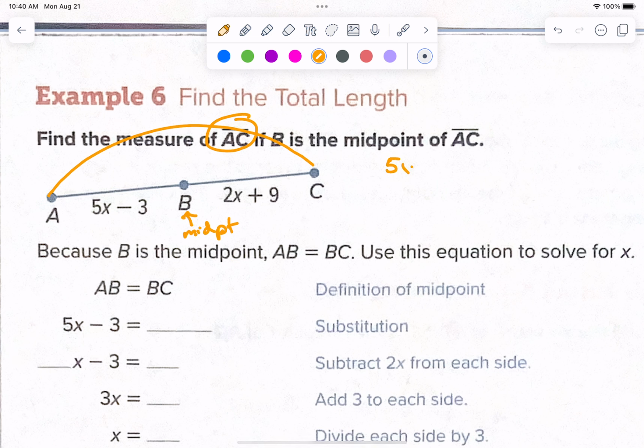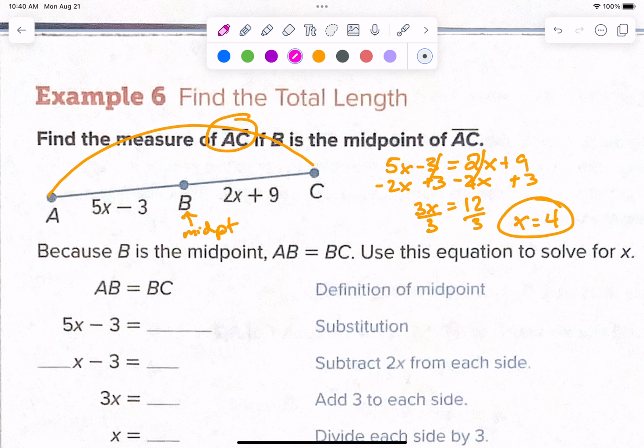So 5x minus 3 equals 2x plus 9. And we are going to subtract 2x, and I'm going to add the 3. So I have 3x equals 12. Hey, guess what x is again? 4. So let's plug it back in. 5 times 4 is 20 minus 3 is 17. I can plug it in here, but I know it's also going to be 17, right? So AC is going to be 34, the whole thing together.